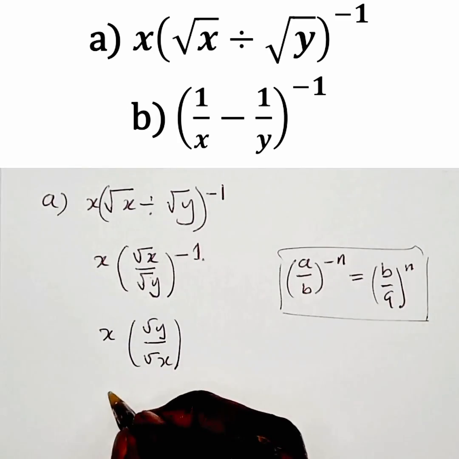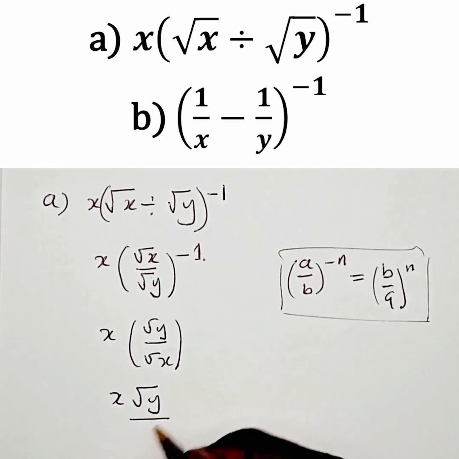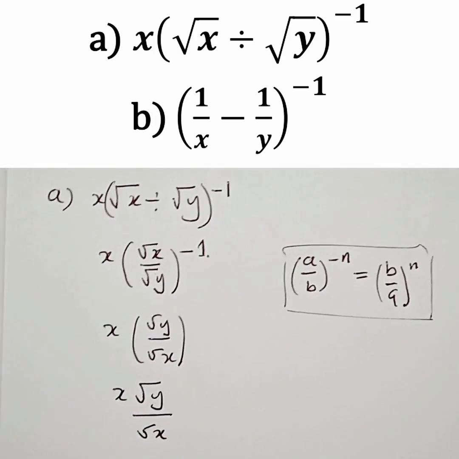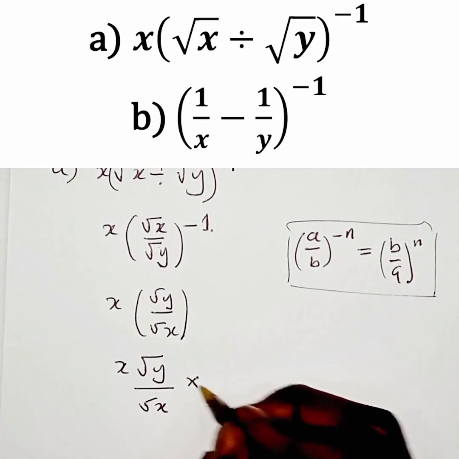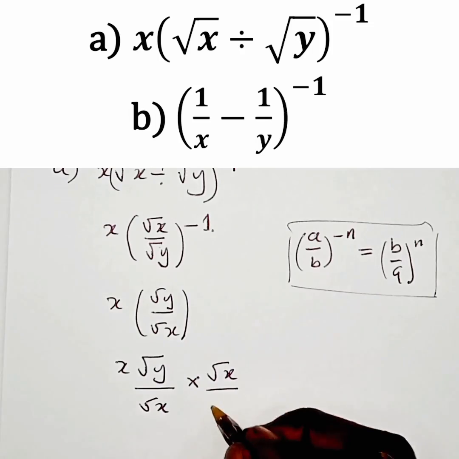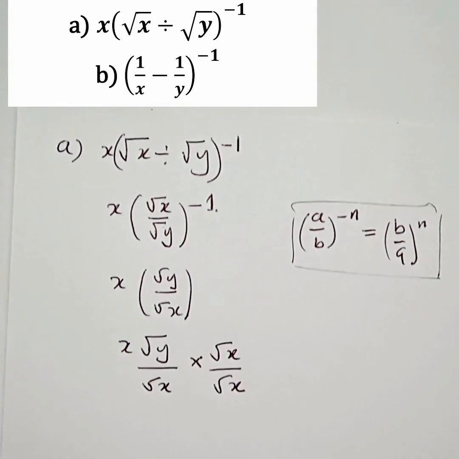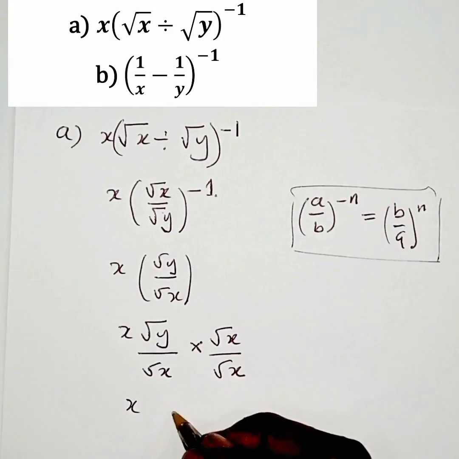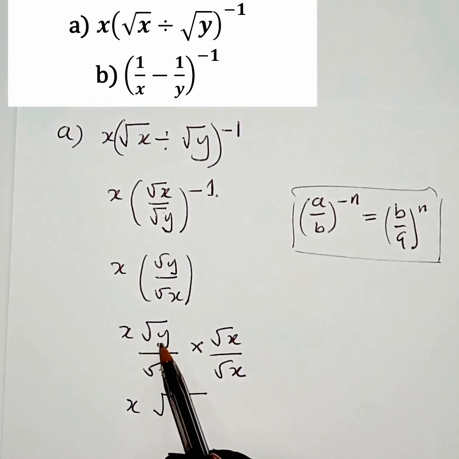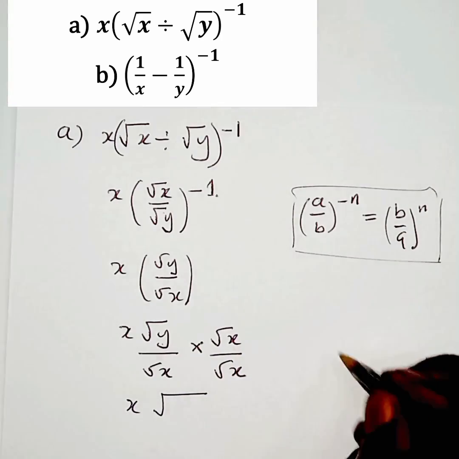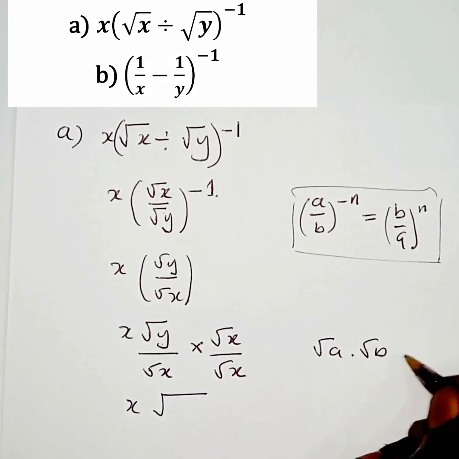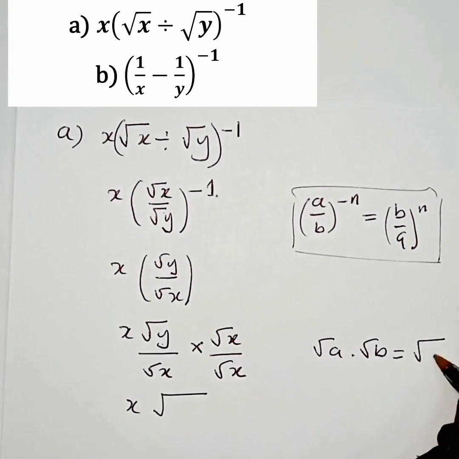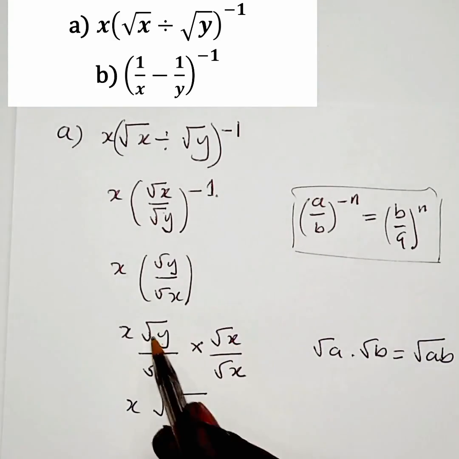Then we are going to have x root y over root x. And at this point, we can just rationalize this expression, okay, to make it look nice. Then we're going to say times root x divided by root x. All right. Now we are going to have x, root y times root x. You remember the laws of surds say root a times root b is equal to the root of ab. So we're just going to do it on these two terms.